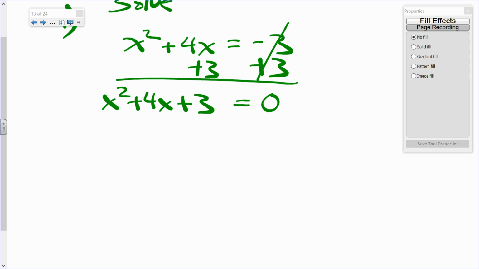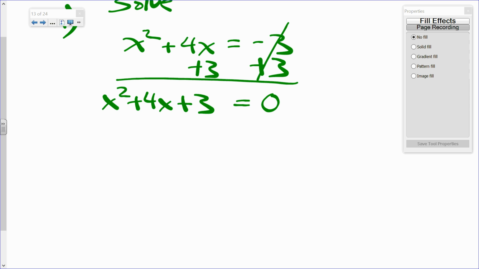4x and 3 are not like terms, so you can't add them. Remember the blocks? The square blocks with the long blocks? You can't add them. They're not like terms. So I got a balance. I added the same amount to both sides. So it's still an equation that's balanced.